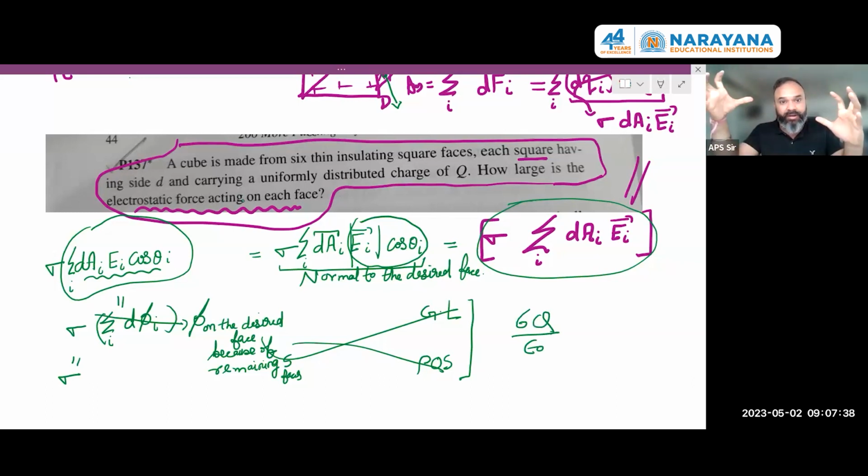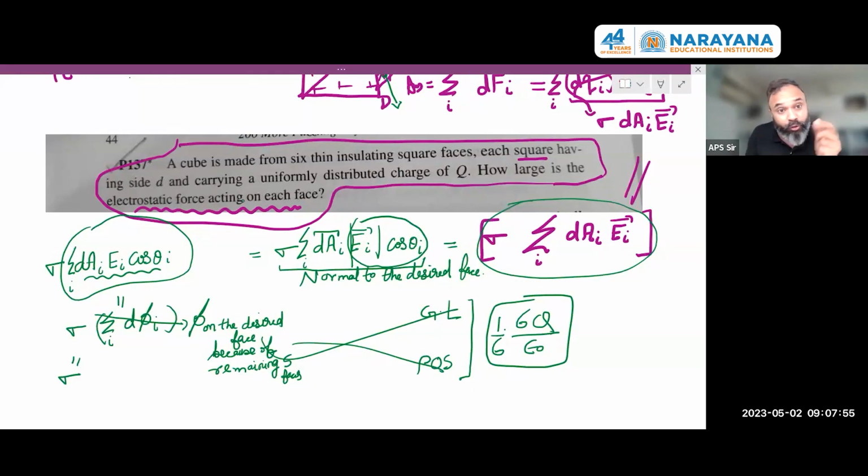And by symmetry of the 6 faces, out of every face, 1/6 will come out. This is the flux which is coming out from the 6th face. But this is because of all the 6 faces, and I need because of 5. So I have to subtract the contribution of that desired face.